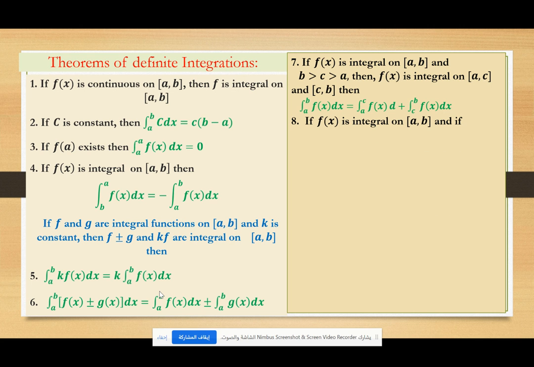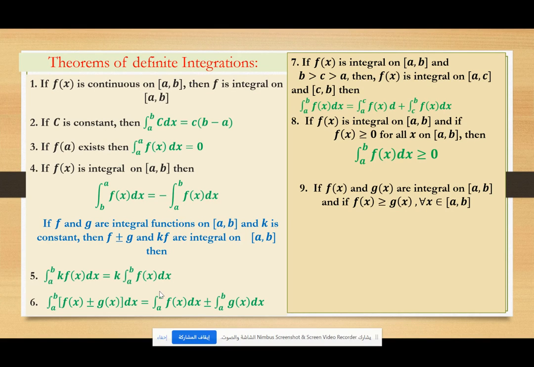Number 8, if f of x is integrable on a and b, and the function f of x is bigger than or equal to 0 for all x on the closed interval a and b, then the integration from a to b of f of x dx is bigger than or equal to 0. Number 9, if f of x and g of x are integrable on the closed interval a and b, and f of x is greater than or equal to g of x for all x belonging to that closed interval a and b, then the integration from a till b of f of x dx will be bigger than or equal to the integration from a till b of g of x dx.